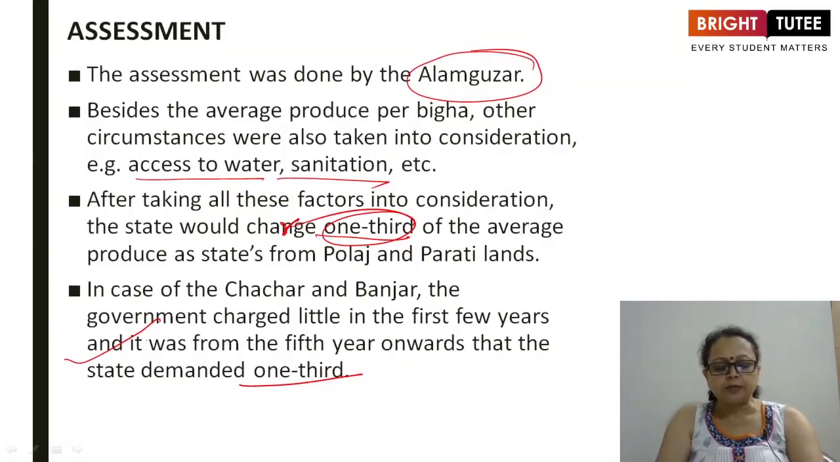This is actually given for the Banjar land. When the land was cultivated for the first year, the state charged 1/26, and then in the following years the state demand was increased gradually. In the first year 1/26, second year 1/13, third year 2/13, fourth year 3/13, and the fifth year 1/3. So this is the gradual increase in the revenue according to the assessment of the land.